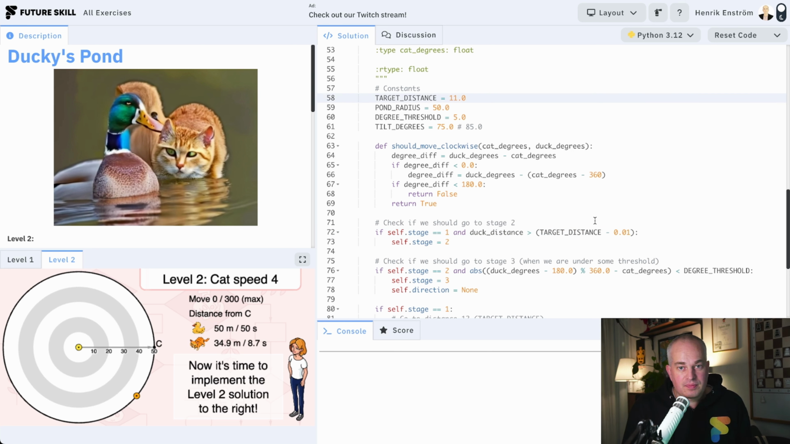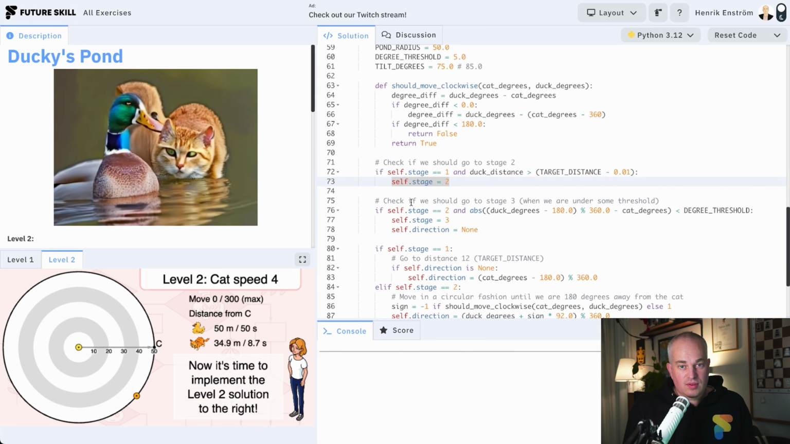So we can use 0.01 as a little difference, because we know we're moving 1 meter per second. So we will find ourselves at exactly, or very close to exactly, 11 meters from the midpoint. Since we're using floats, it cannot be said to be exactly 11.0. So this is the comparison we do to see whether we have found ourselves at the right radius to start going around in a circle. And when this happens, we set self.stage to 2.